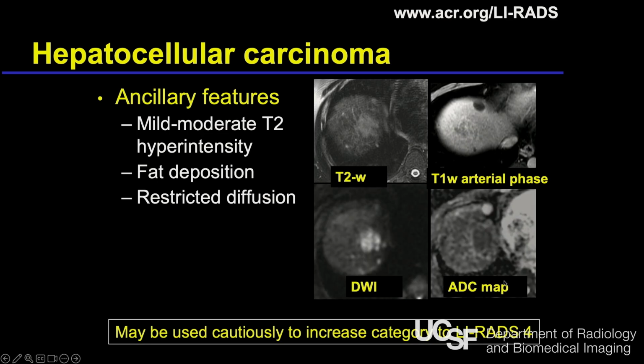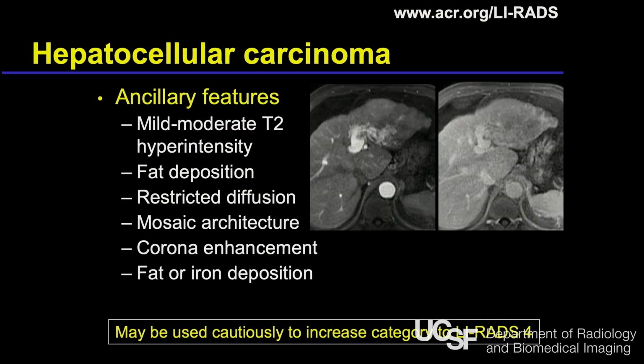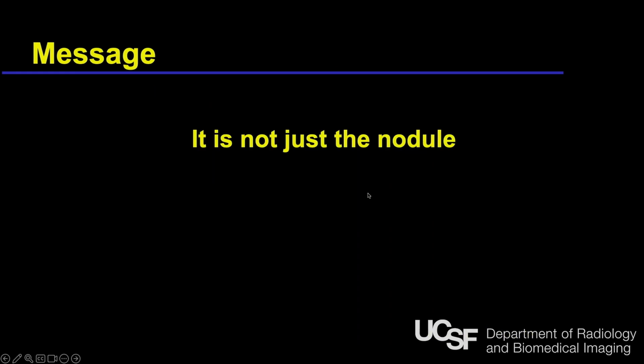Restricted diffusion, with a kind of dark signal on the ADC map. Of course, that's concerning for hepatocellular carcinoma. Some other benign entities, such as abscess, could also have that appearance, but it wouldn't have the enhancement on the arterial phase scan. And finally, mosaic architecture, involvement of blood vessels, such as it occurs in this case, that's a definite tumor in vein. We would also consider that to be concerning.